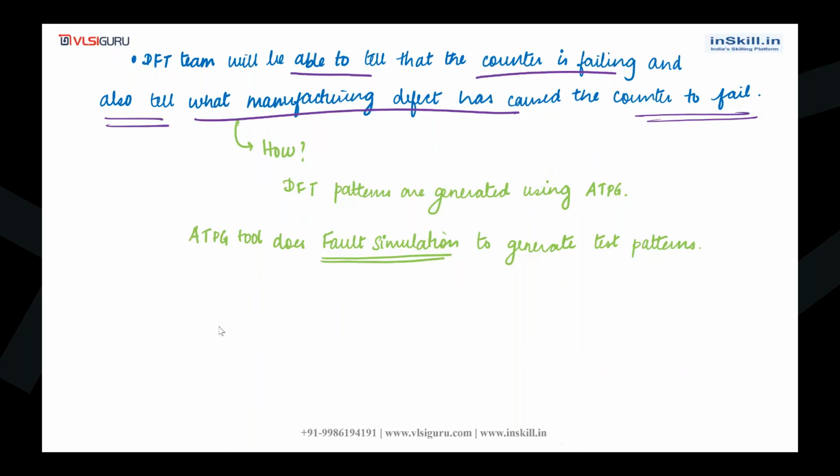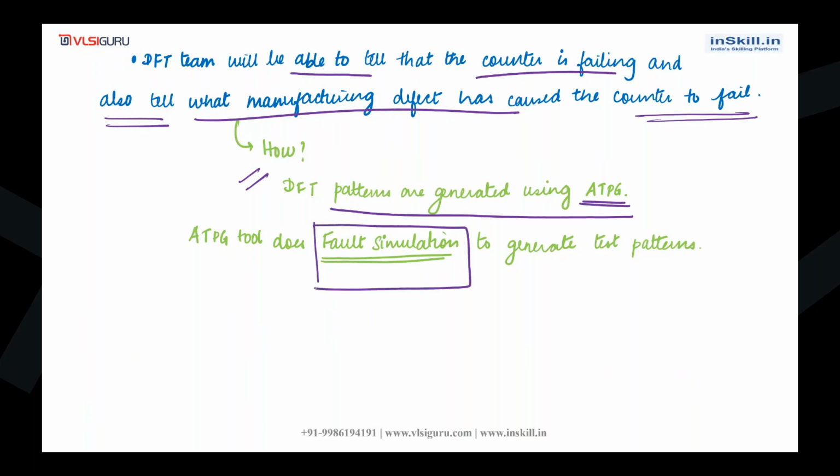So how is the DFT team able to give this detail? It is because DFT patterns are generated using a technique called ATPG. The ATPG tool actually does fault simulation to generate the test pattern. So that is why the DFT team will be able to tell what manufacturing defect has caused the counter to fail.